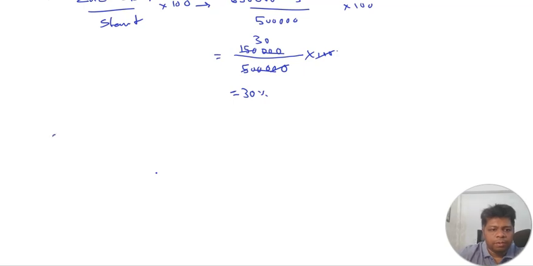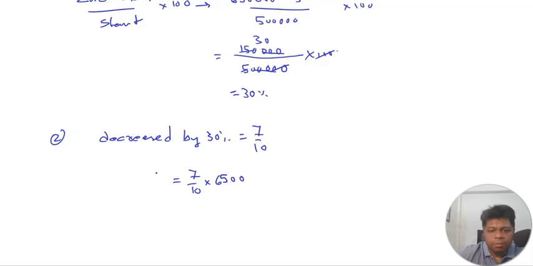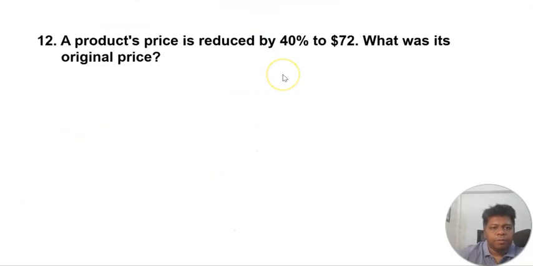Remember the quickie, this is the second part of the problem. Decreased by 30% would become what? 7 by 10. This is very straightforward, 7 by 10, and the increased price was 650,000. Now we can divide it and then just multiply it. So it will become 455,000. So this would be the result. Then go to next question.